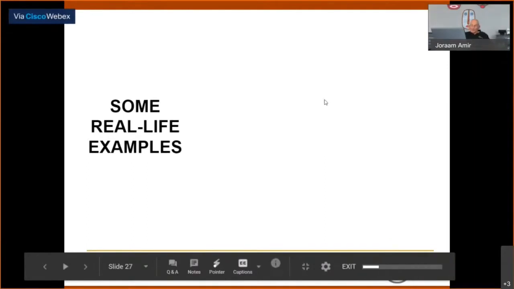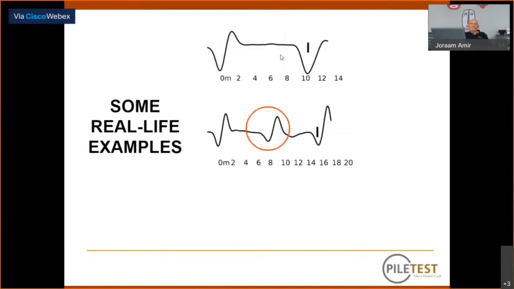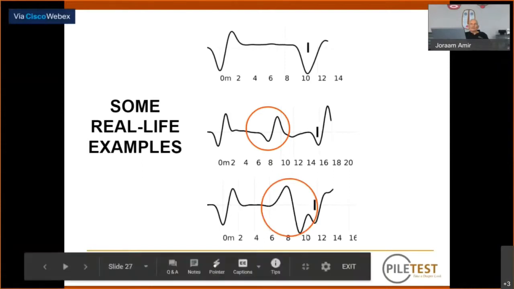Okay, now we can see some results. This is a result of the test of a good pile. We see the hammer blow here, that's 0. We see the toe reflection here, and in between, it's pretty straight. No special event. Here we see that the graph goes first down and then up. Means here we have a necking or a smaller cross section. And here we have the opposite. We have a bulging, a large cross section here.